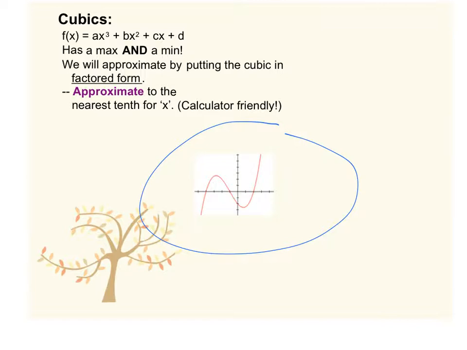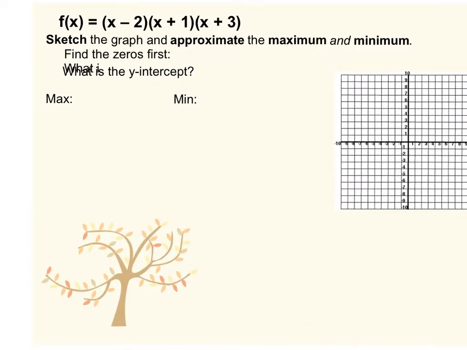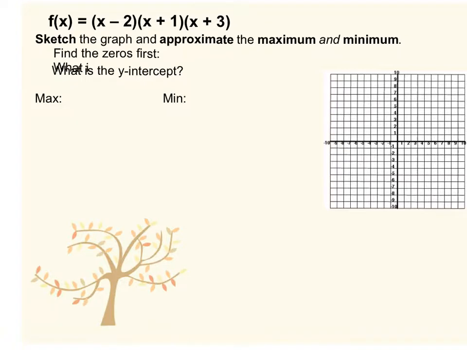What we need to do is work with it in factored form, and we want to narrow down our x values that we check, and using the aid of a calculator, put together a big table where we can do some guess and check to try to figure out where the maximum or the minimum point is. For example, here's a cubic. Notice the three factors: a factor of x minus 2, a factor of x plus 1, and a factor of x plus 3. Don't bother to change this to standard form because I don't want to switch it.